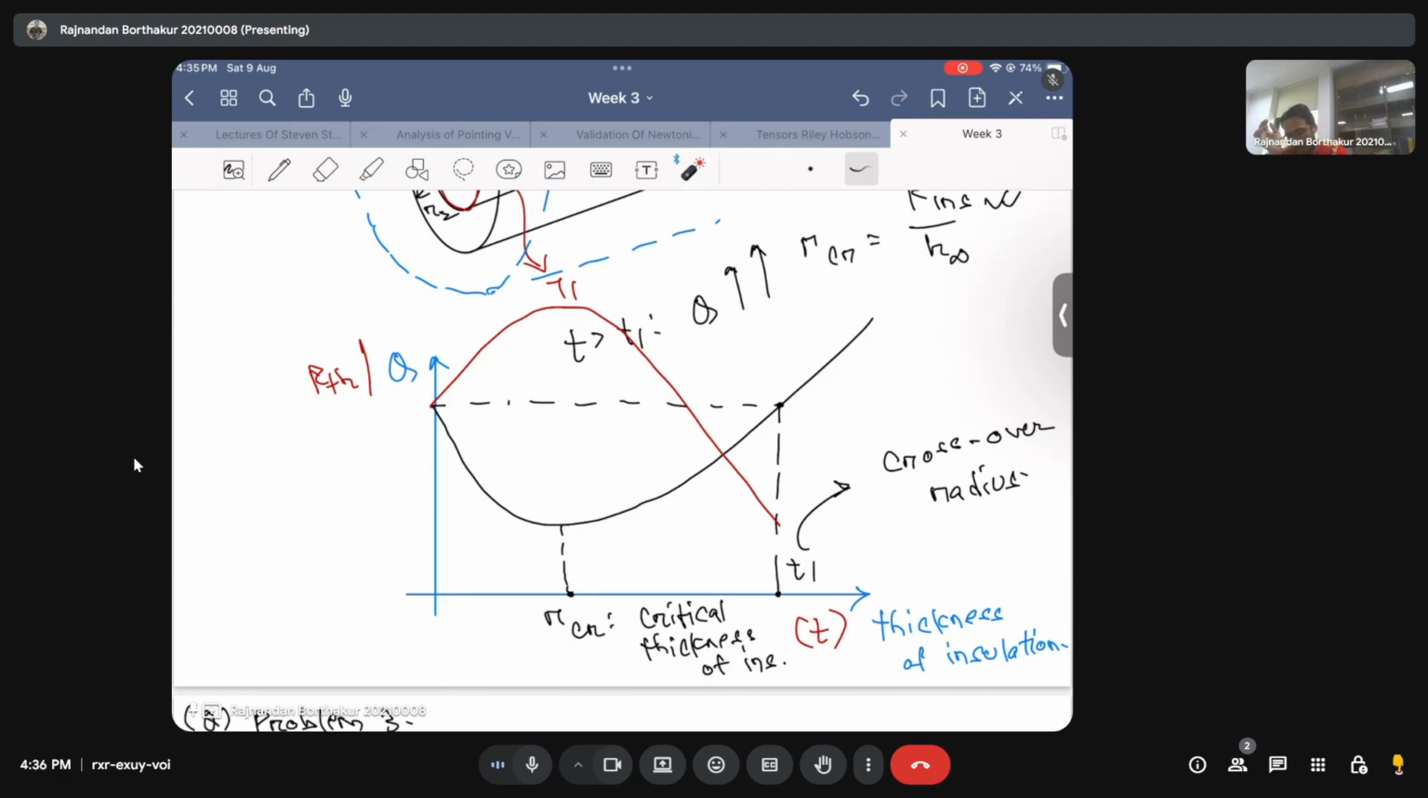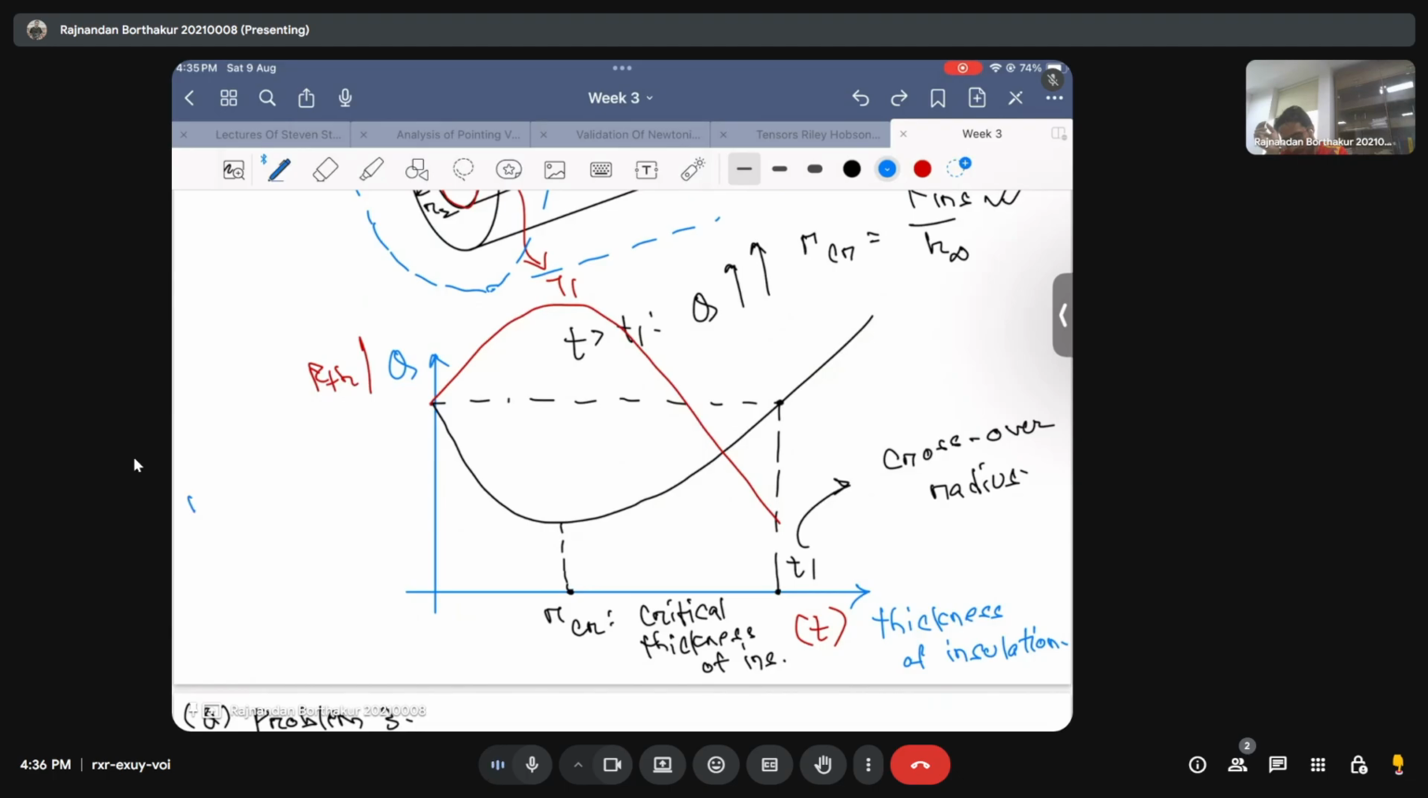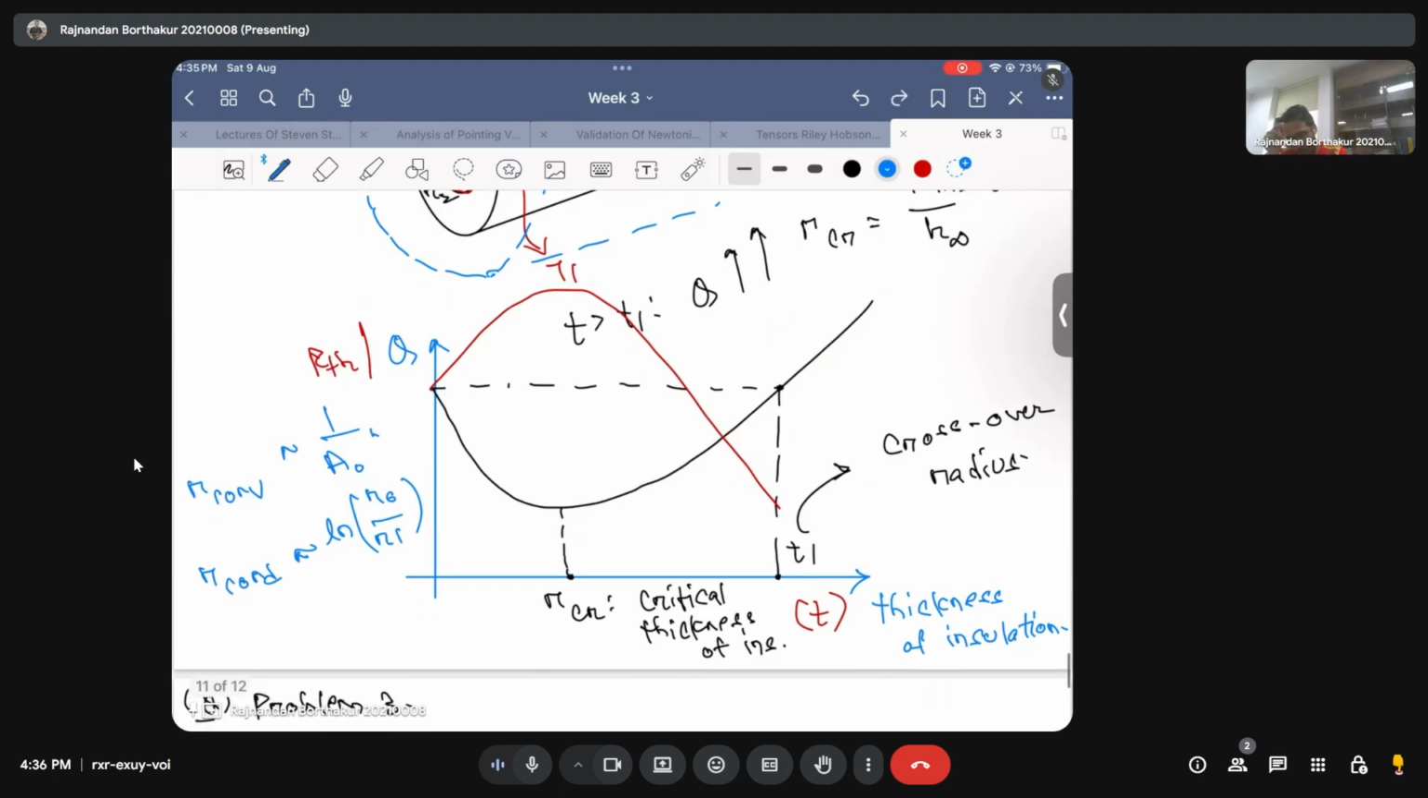One, the convection resistance, which is of the order of 1 by the outer area of the outer surface, so I'll call it A naught. And your conduction resistance, R conduction, will be of the order of ln of R naught by Ri. And this A naught, I can write as 2 pi R naught times L, so this is again of the order of 1 by R naught.